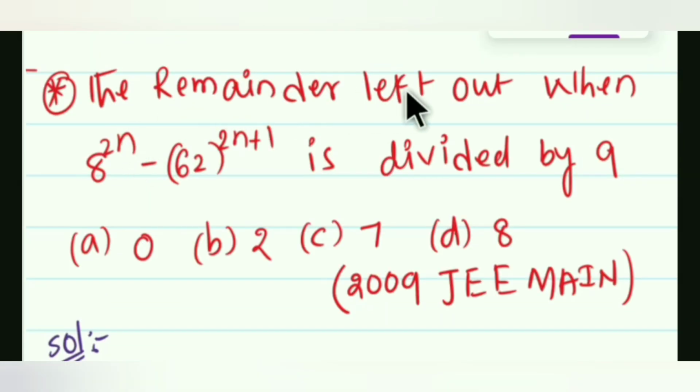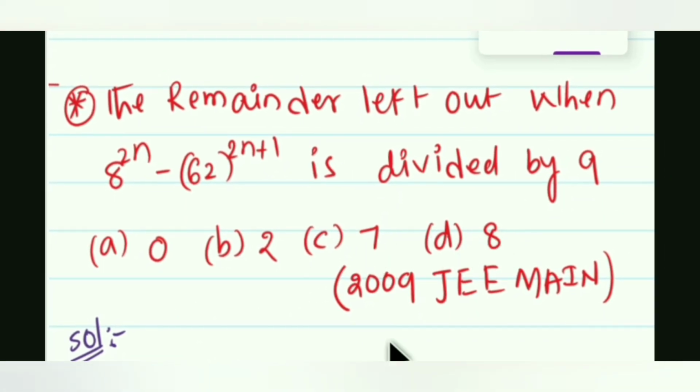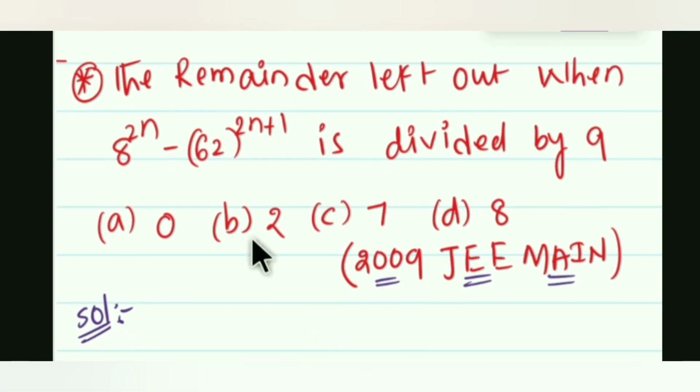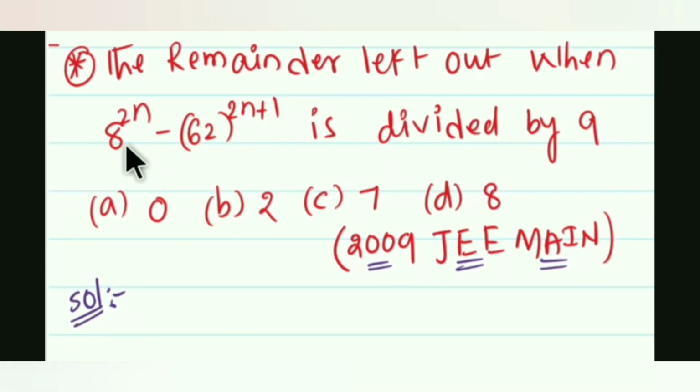Now we will take a problem. This question: the remainder left when 8 power 2n minus 62 power 2n plus 1 is divided by 9. Options are given: 0, 2, 7, 8. This question appeared in the year 2009 JEE Mains. So very simple, let me explain you this question.